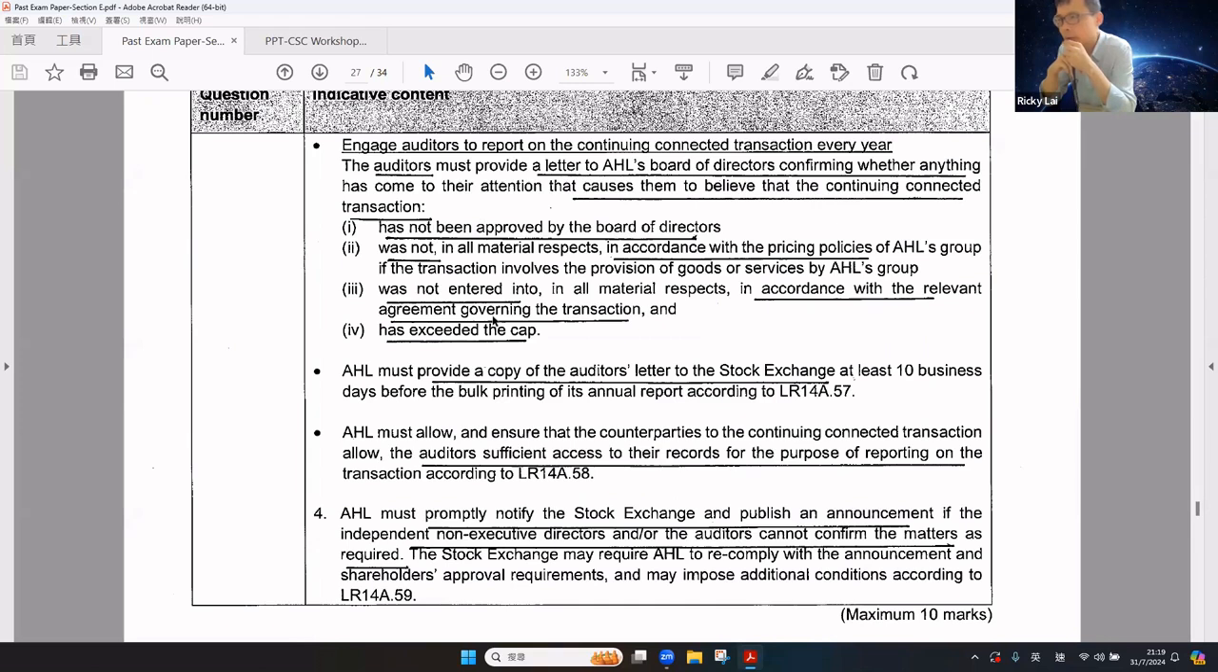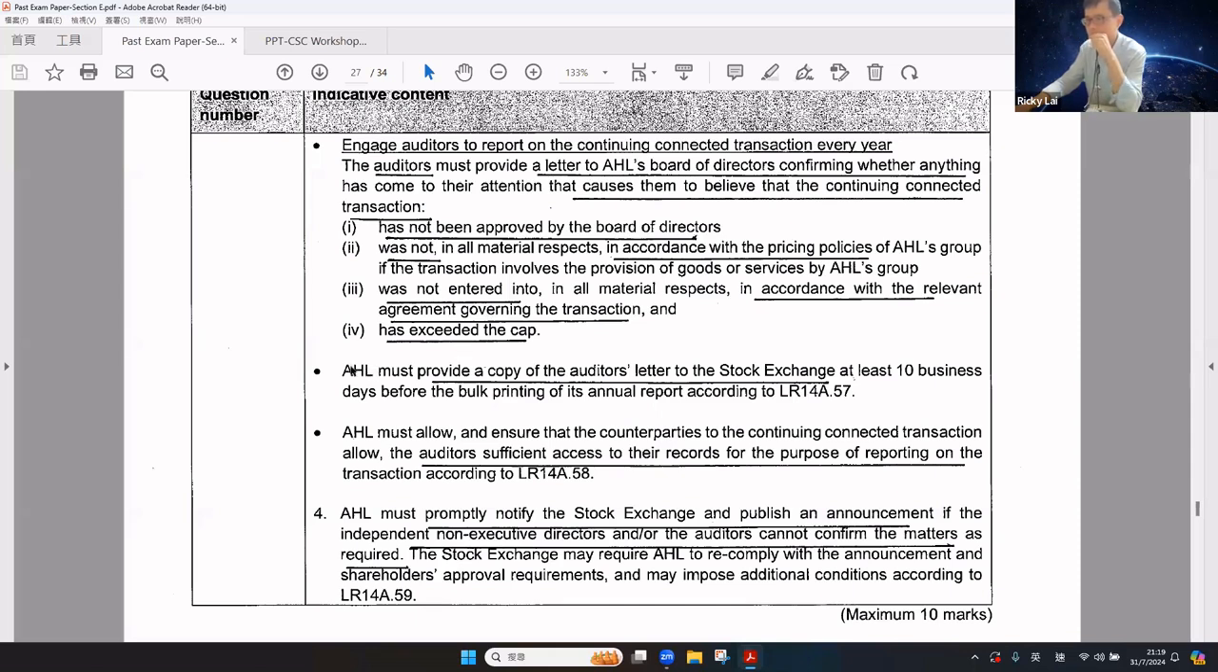Also, the auditor must provide a letter to the board confirming whether anything has come to their attention that causes them to believe that the CCT has not been approved by the board, was not in accordance with the pricing policy of the listed group where the transaction involved the provision of goods or services by the listed group, was not entered into in accordance with the relevant agreement governing the transaction, and has exceeded the cap.